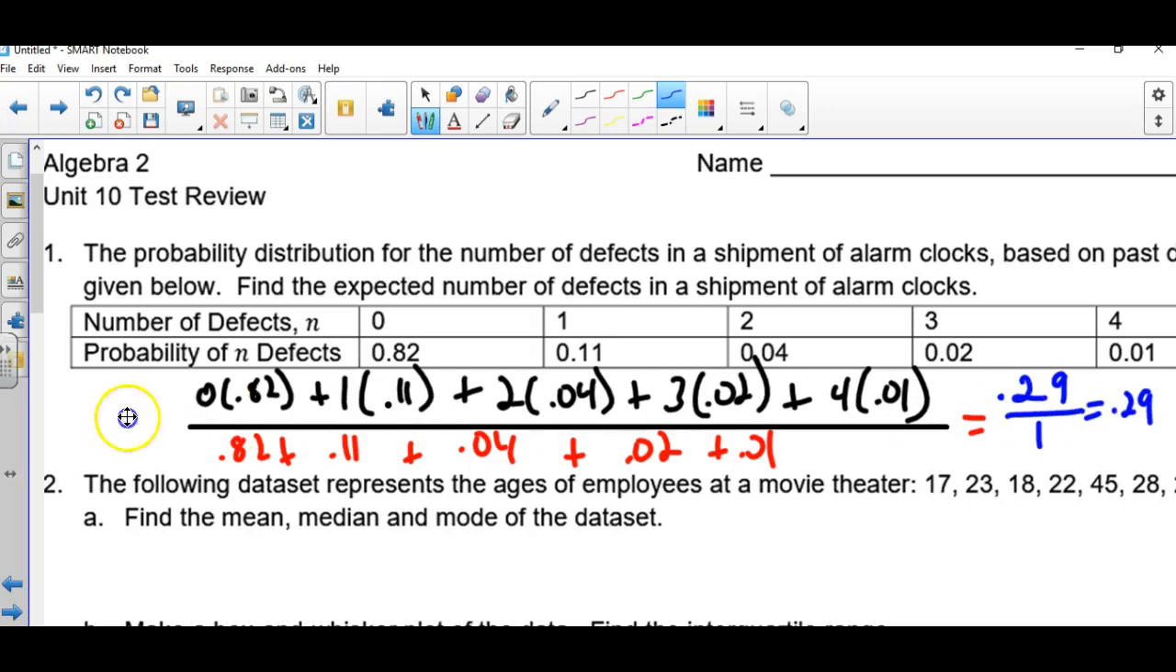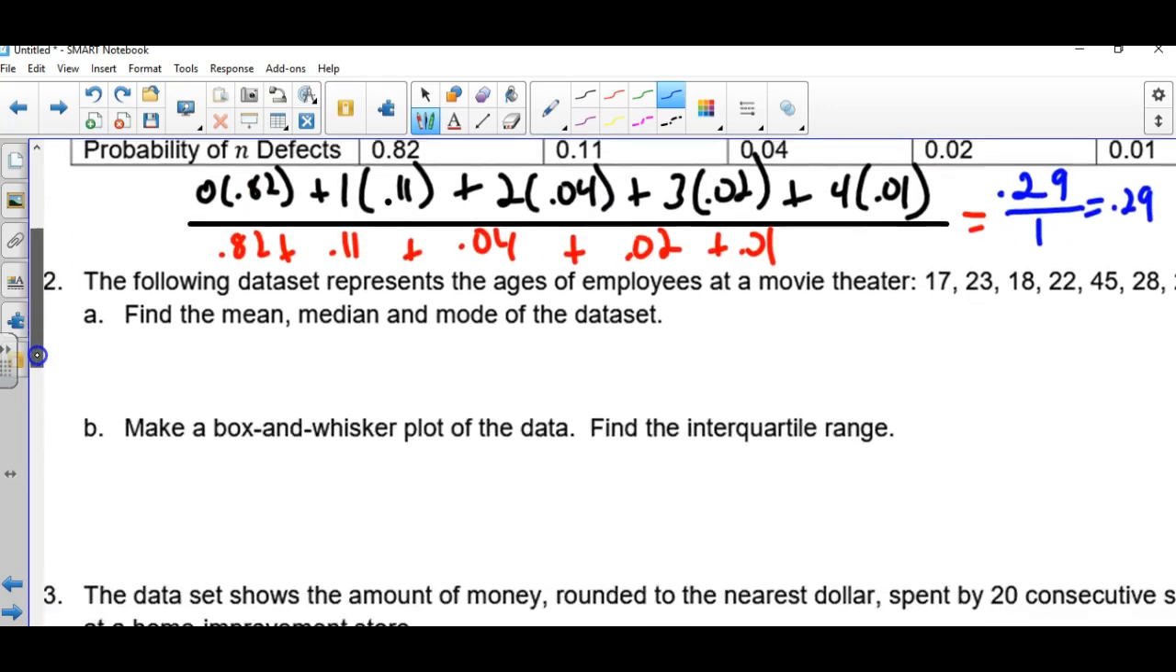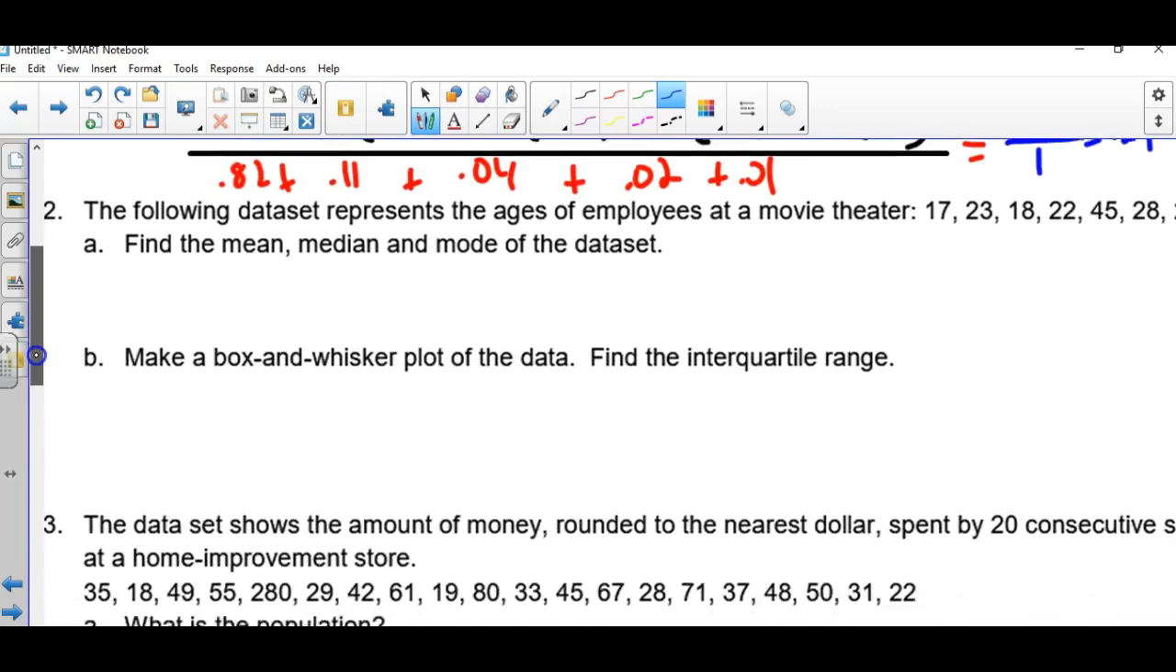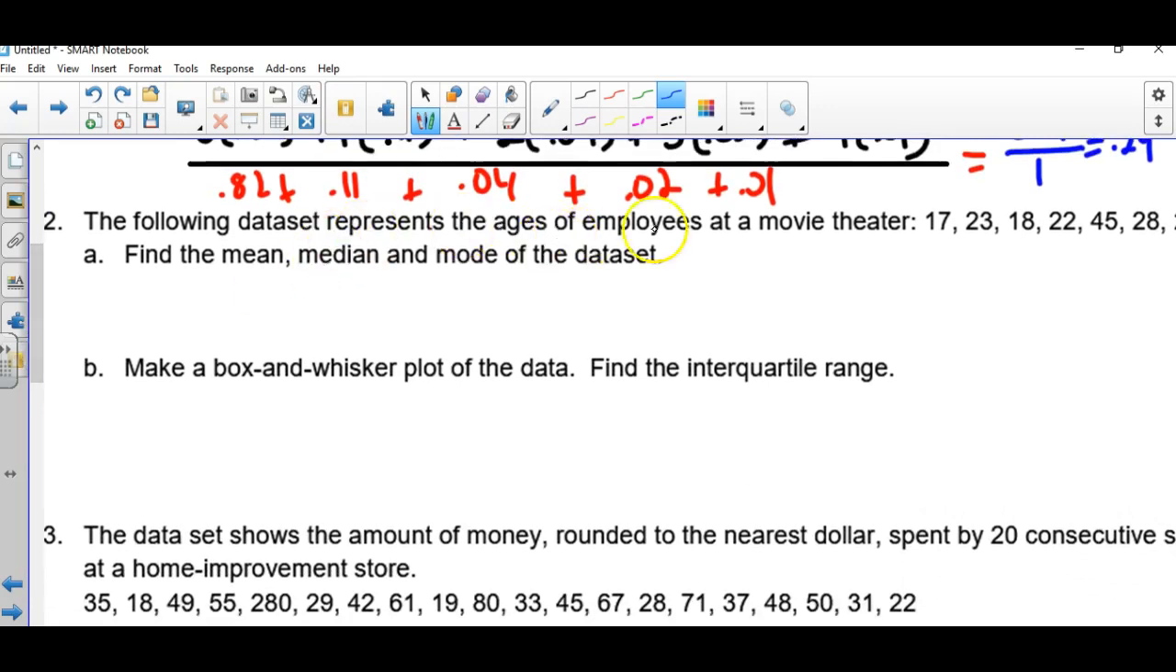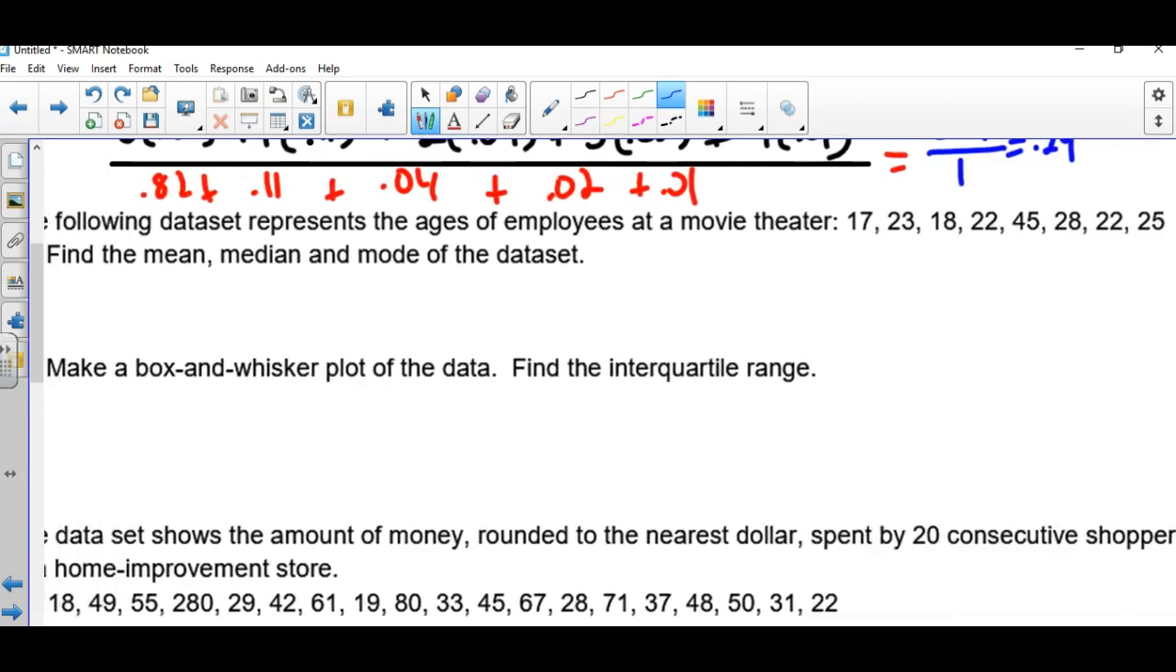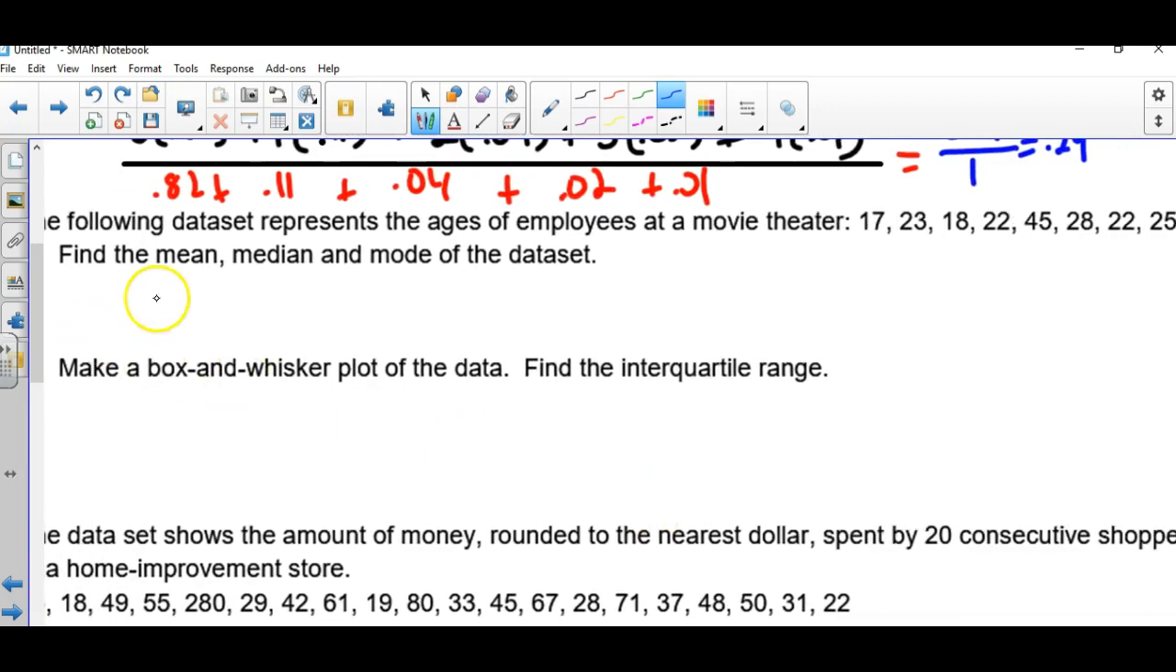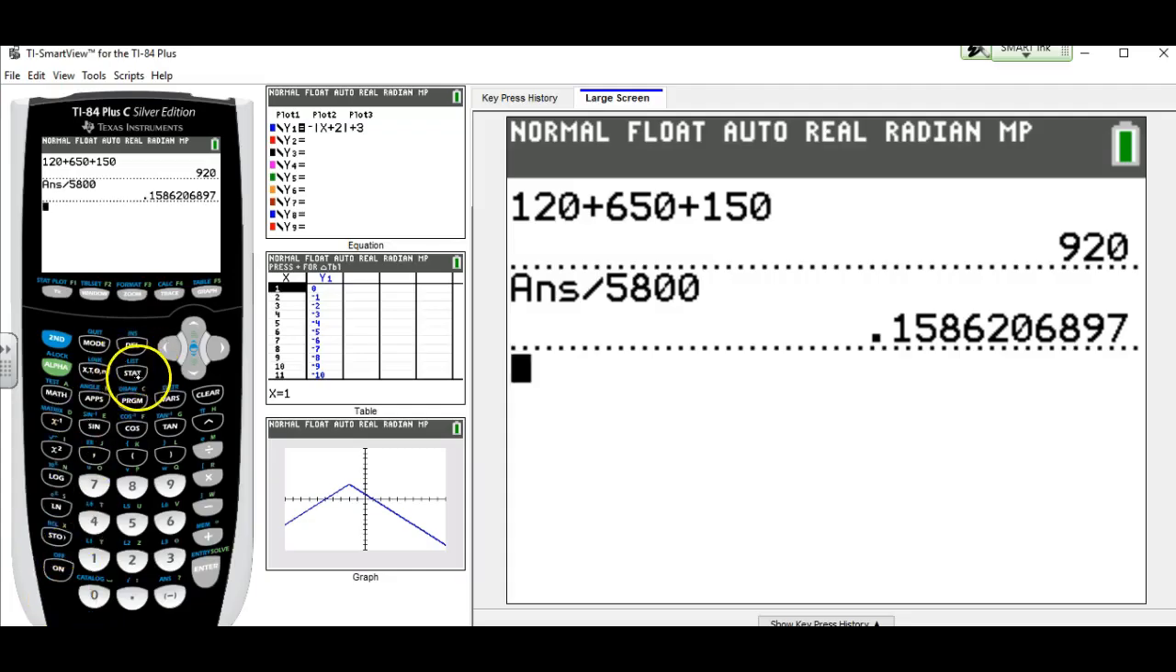All right, let's look at number 2. Number 2 says the following data represents the ages of employees at a movie theater. So there's the data. Find the mean, the median, and the mode. Now listen, guys, I'm going to bring up my calculator and I want to show you something.